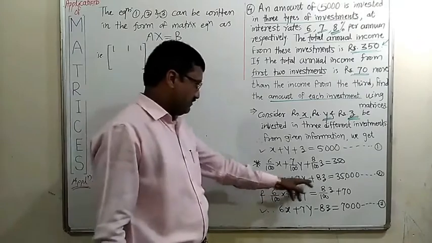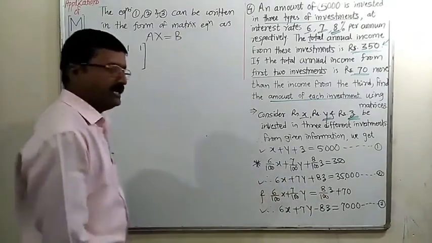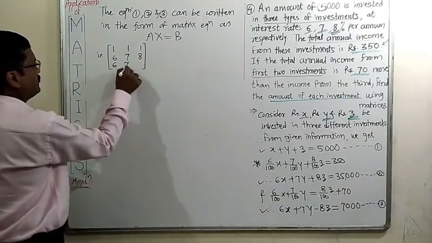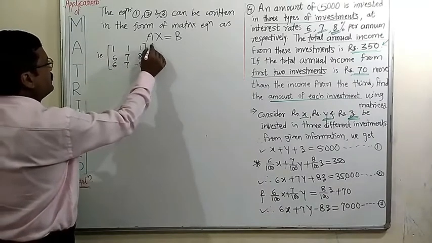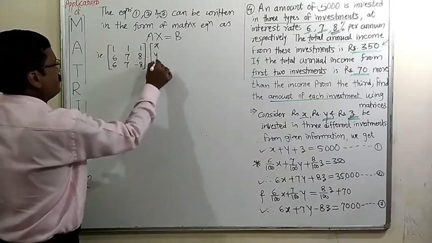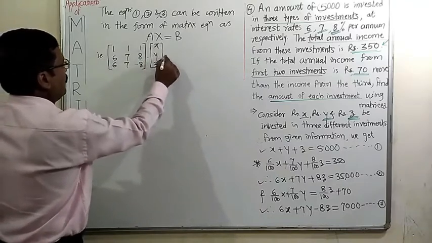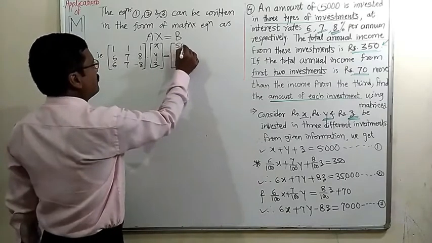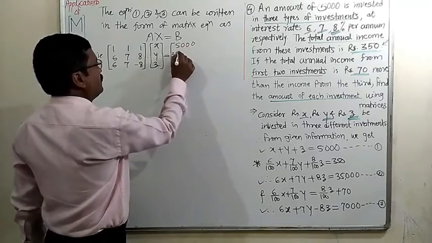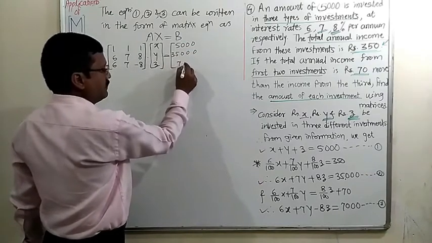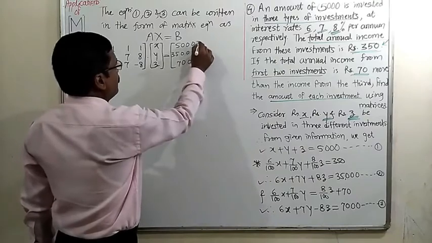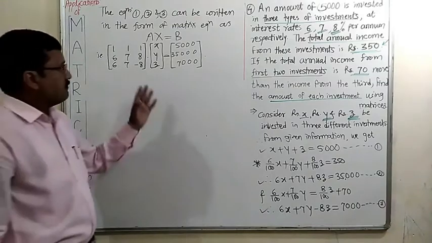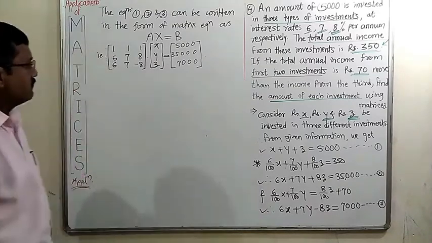Second row contains 6, 7, 8, and third 6, 7, minus 8, into x, y, z, and the matrix of constants B is 5,000, 35,000 and 7,000. It's very simple to write the matrix equation from this system of linear equations.